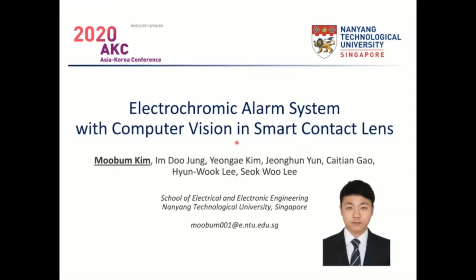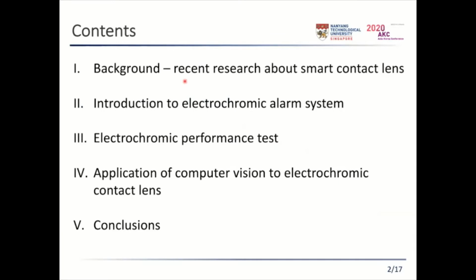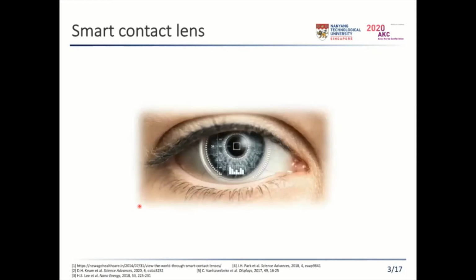Today, I will talk about electrochromic alarm system with computer vision in smart contact lens. Here is the content. First, I will talk about recent research about the smart contact lens, and I will suggest the electrochromic alarm system, and I will show the electrochromic performance test. And also, I will show the application of computer vision to electrochromic contact lens. Lastly, I will give the conclusion.